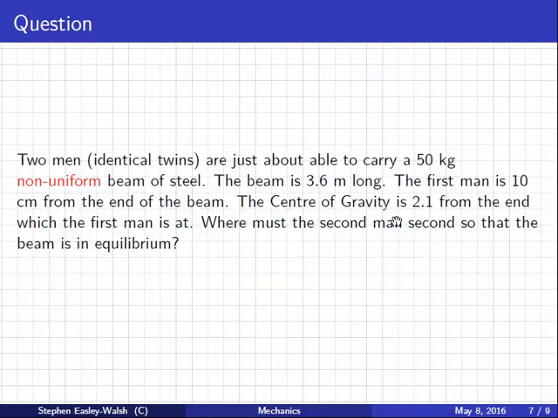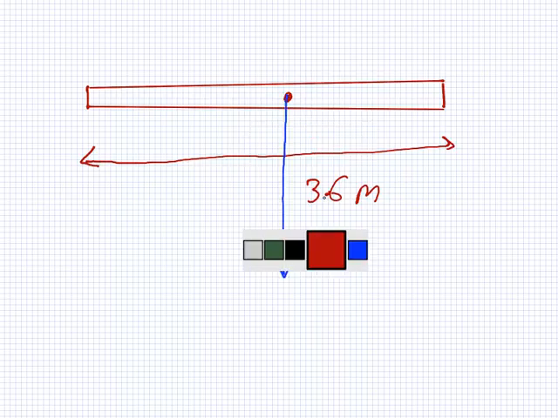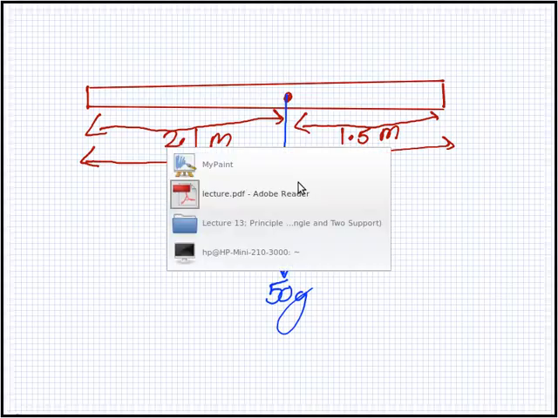The center of gravity is 2.1 meters from the end, like here. This is 50 g. Now, this distance I said in the question is 2.1 meters. So then this distance here, if the total is 3.6, must be 1.5 meters, 3.6 minus 2.1.